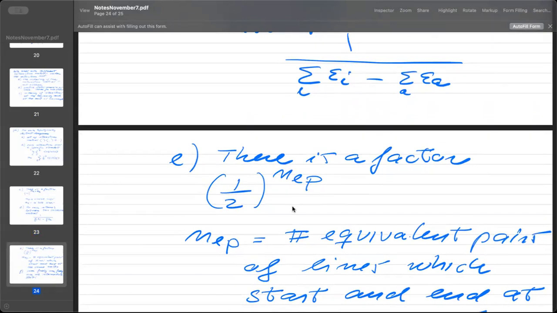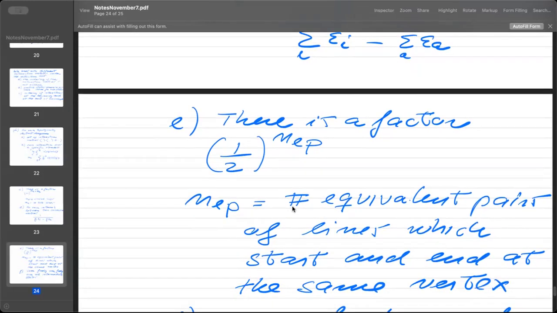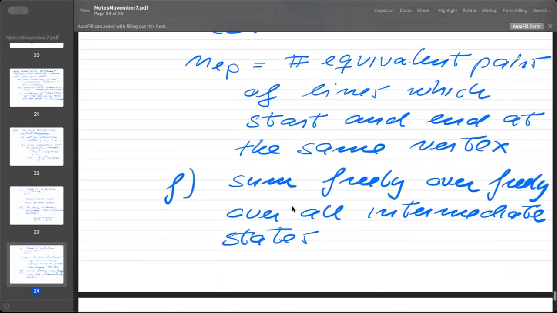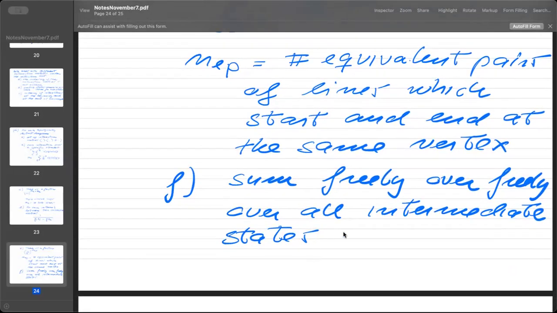And when we looked at the second order diagram in perturbation theory, it was very easy to see what kind of contractions led to two equivalent pairs of lines which start and end at the same vertex. And then we sum freely over all the intermediate states. So these are basically the diagram rules.